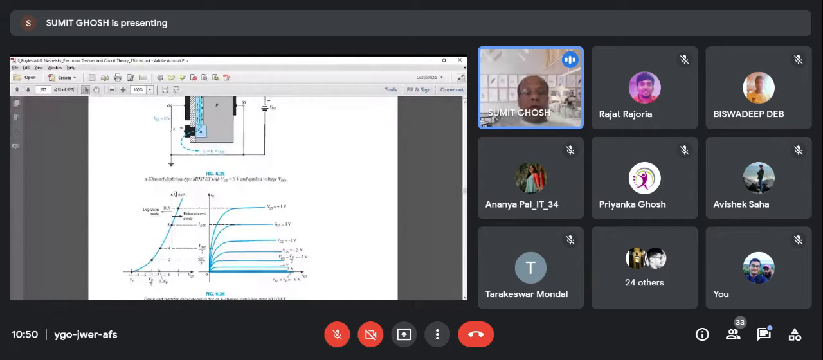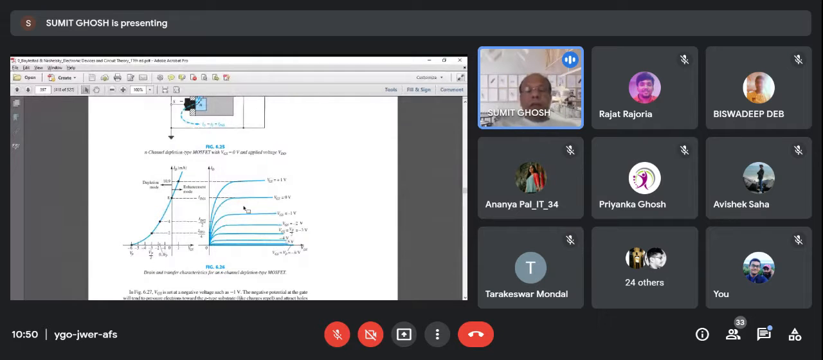Similar to what we did for JFET, we'll extrapolate these curves and get the transfer characteristic. The x-axis is the VGS axis. To get one point, we take VGS equal to 0. Corresponding to VGS 0, we have some current called IDSS. So we get one point of intersection.